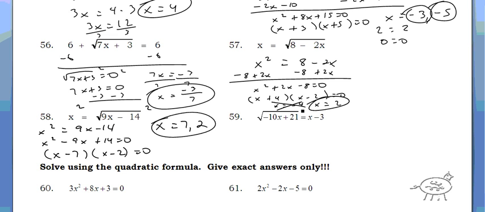Okay, this next one, I'm going to square both sides. Again, write this twice, so I'm just going to even write it twice right away.